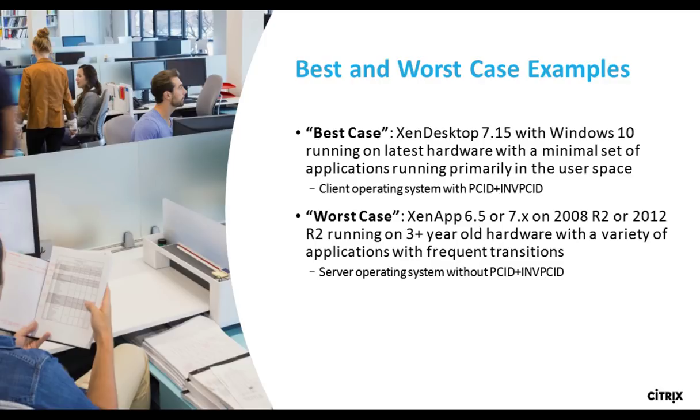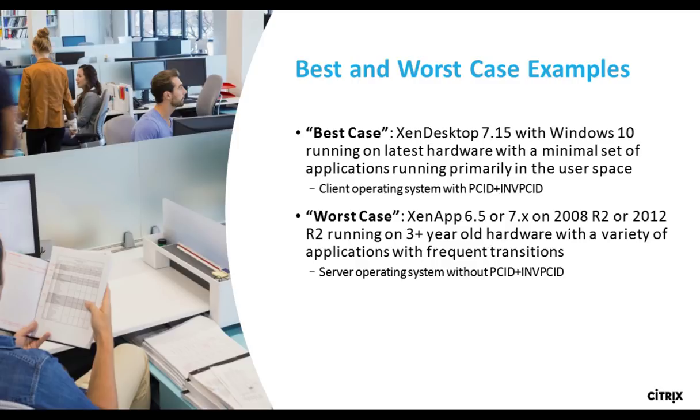So I submit to you the best and worst case scenarios or examples. The best might be something like Zen Desktop, versus XenApp, a newer version like 7.15 versus an older version, and then with Windows 10, so a newer OS, and then running on the latest hardware. And then with a minimal set of applications running primarily in user space. So very friendly, newly written applications maybe that don't have a lot of transitions, right? If you remember back to what we were talking about there. So it's a client OS, and we're also taking advantage of those CPU instructions.